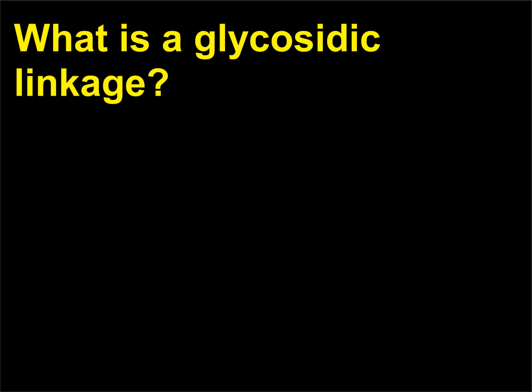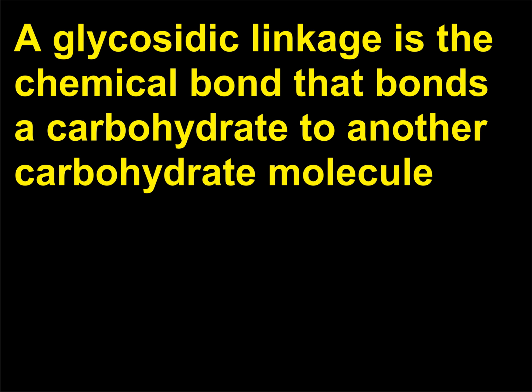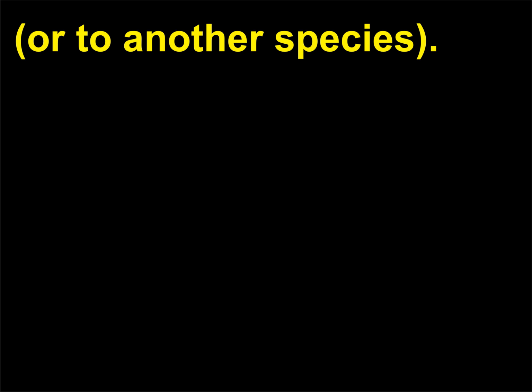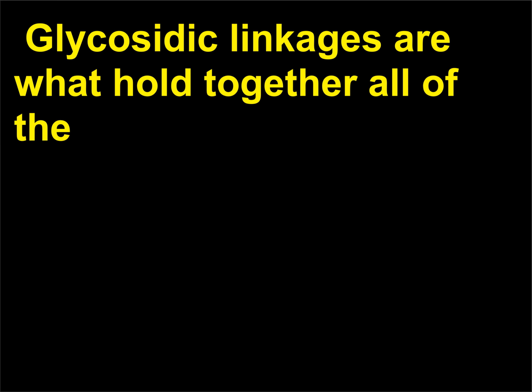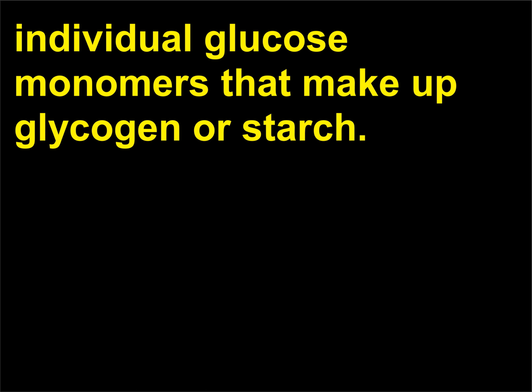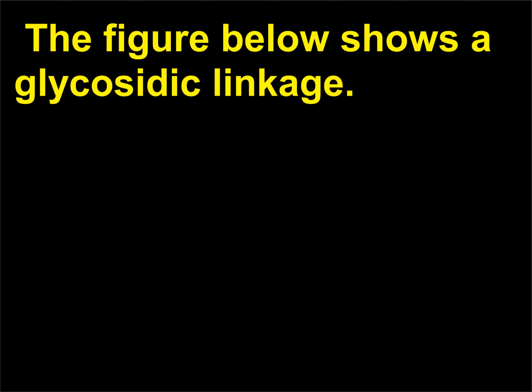What is a glycosidic linkage? A glycosidic linkage is the chemical bond that bonds a carbohydrate to another carbohydrate molecule, or to another species. Glycosidic linkages are what hold together all of the individual glucose monomers that make up glycogen or starch. The figure below shows a glycosidic linkage.